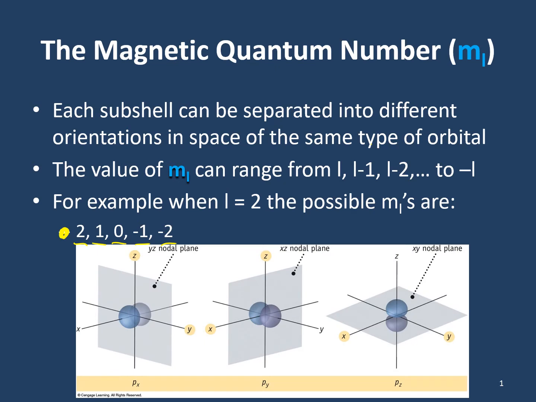So p orbitals, L value of 1, if you think about it, have 3 ML values, 1, 0, and negative 1. That means there are 3 p orbitals present at every energy level we have p orbitals. And they take on 3 different orientations in space. You can see them here. All right, so if you have any questions, let me know about this. We're going to talk about the next quantum number in a second.